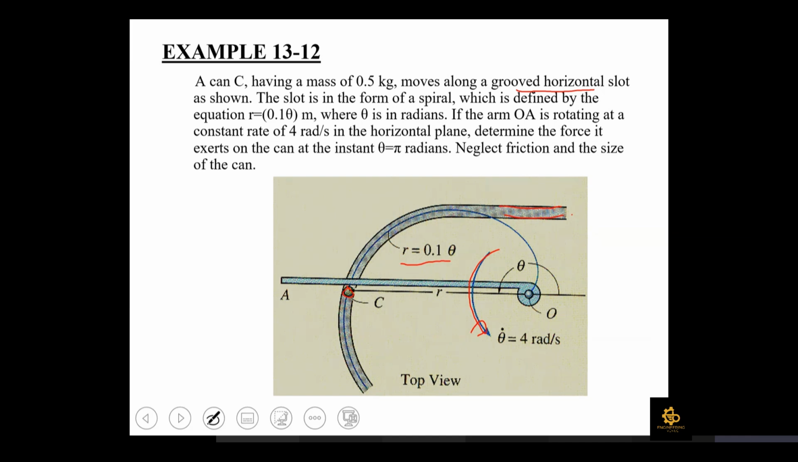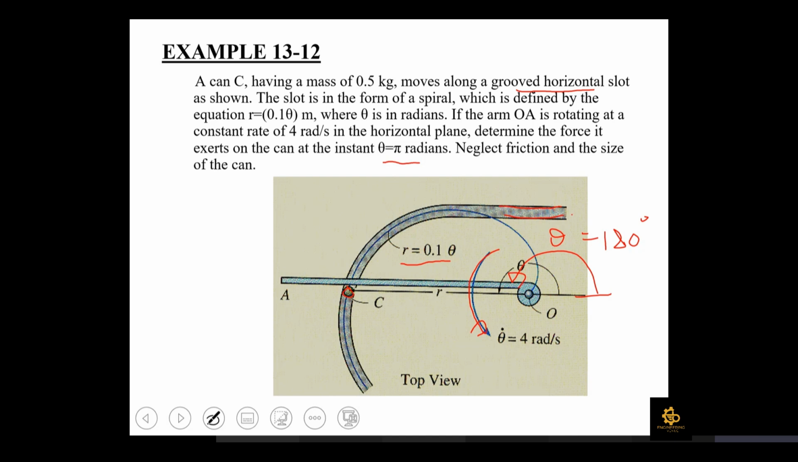If this arm OA is rotating at a constant rate of 4 radians per second in the horizontal plane, you need to determine the force which this arm exerts on the can at the instant when theta is equal to pi radians. In other words, the instant when theta is equal to 180 degrees or pi radians, whichever way you read it. So for the instant at which you have to do the analysis, theta is given to you as pi radians.